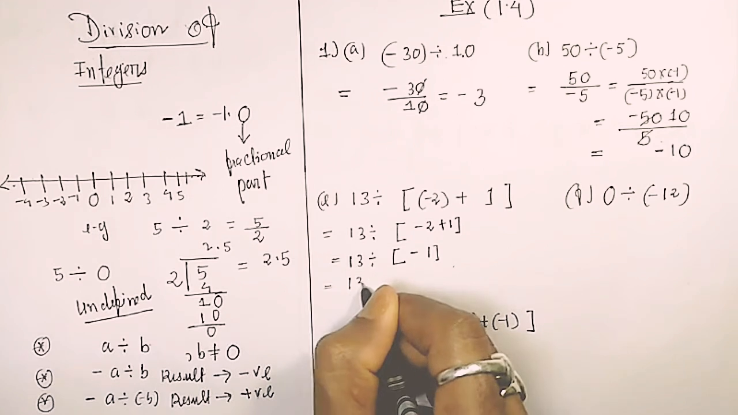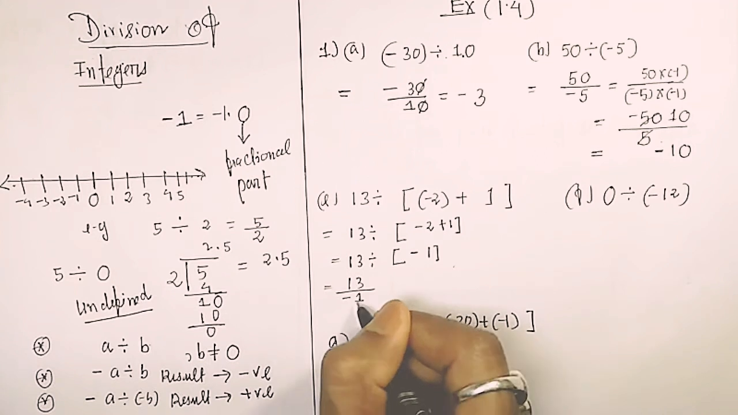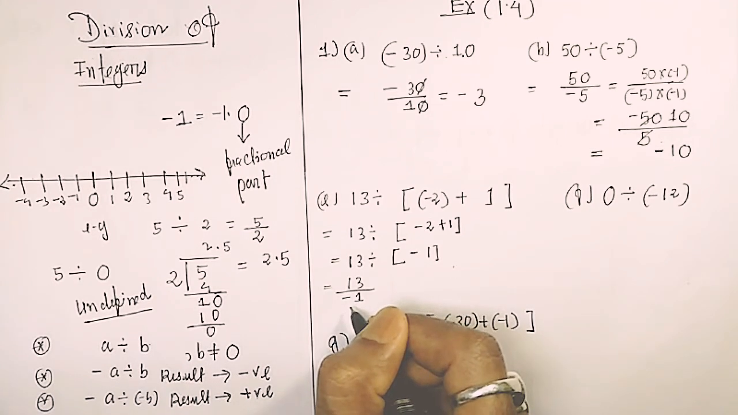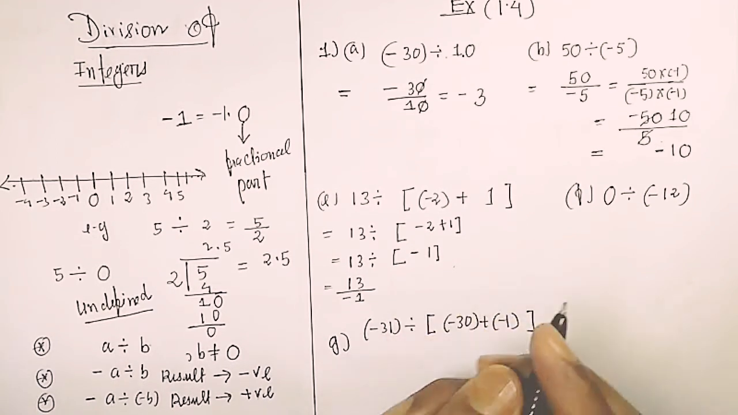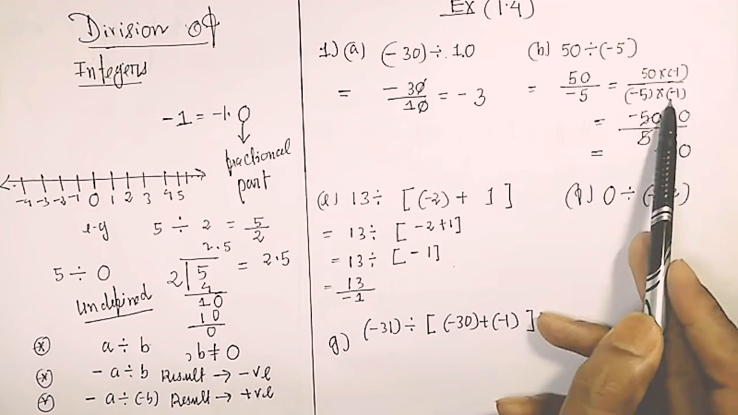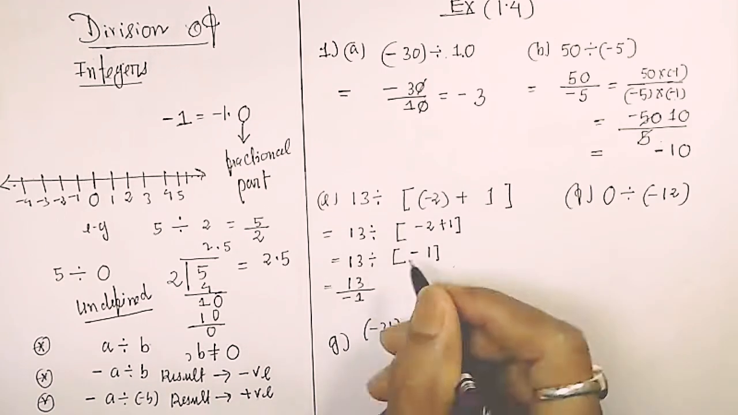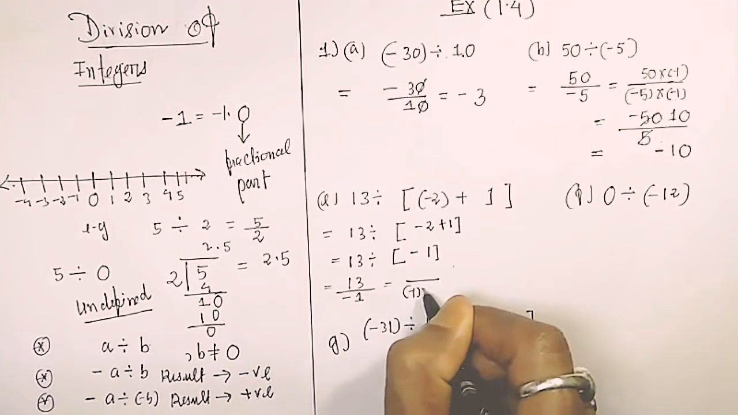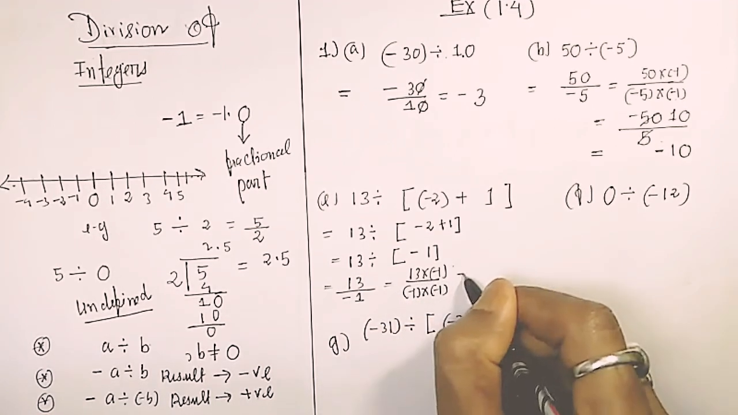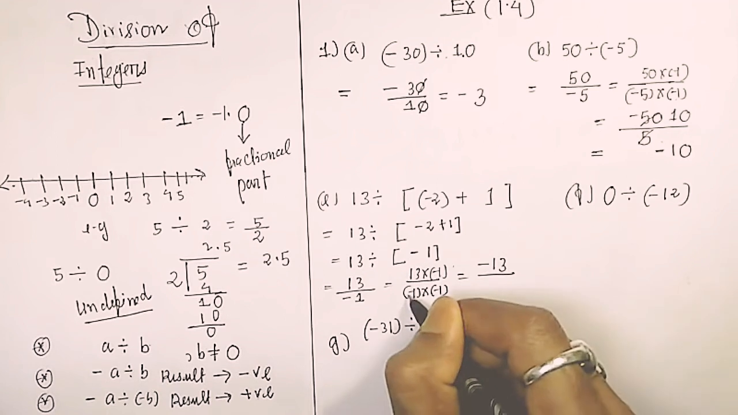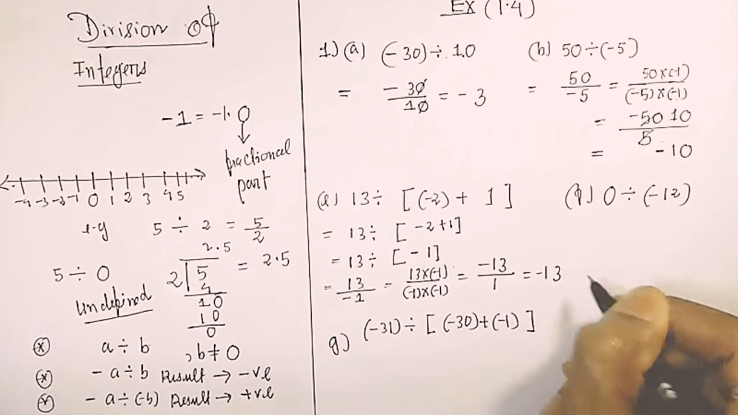So once again, 13 divided by minus 1. Here the denominator is minus 1, with a minus sign. So how can we remove the minus sign? We have already learned: simply multiplying by minus 1 in the numerator as well as in the denominator. It means minus 1 into minus 1, 13 into minus 1. So it becomes minus 13. Minus 1 into minus 1 is plus 1. So the answer is minus 13.